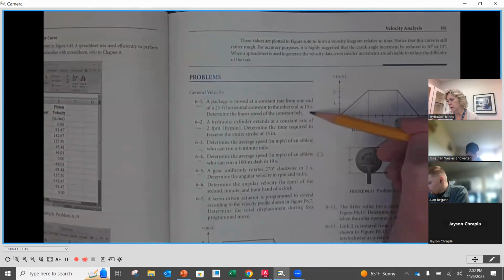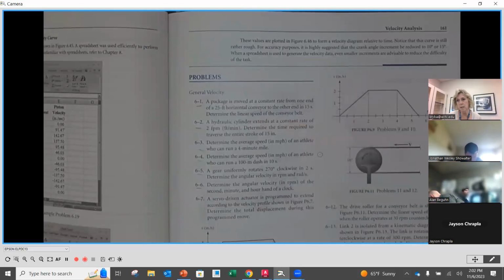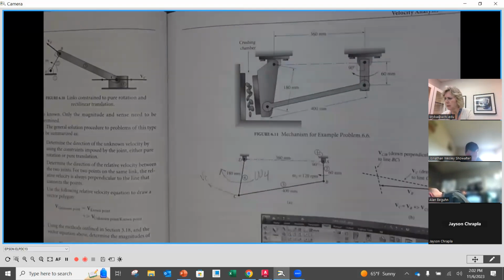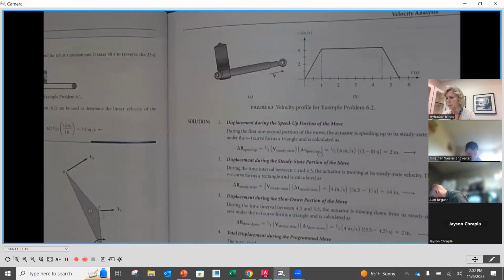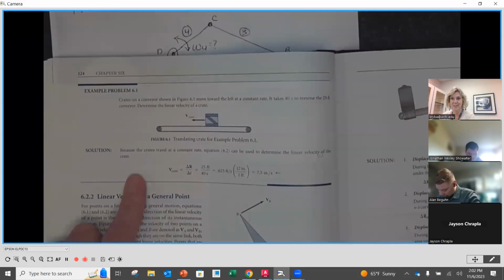one end of a 25-foot horizontal conveyor to the other in 15 seconds. Determine the linear speed of that conveyor belt. This was actually just like one of the example problems that we did in the very beginning of this chapter. If we look back, example 6.1 is exactly the problem 6.1 that I'm asking you to do. So this is what you would want to mimic when you do that problem.